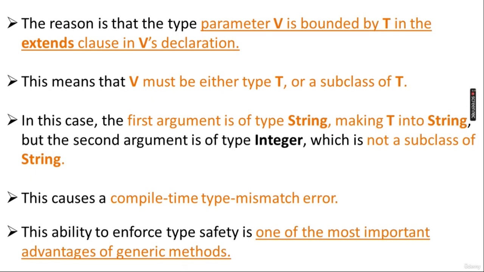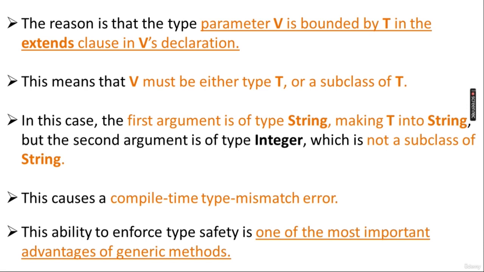The reason is that the type parameter V is bounded by T in the extends clause in V's declaration. So T is an upper bound. Other than that upper bound, anything cannot be written over there. Okay, if the upper bound is, for example, Integer, you cannot write a String over there. V must be either of type T or a subclass of T.